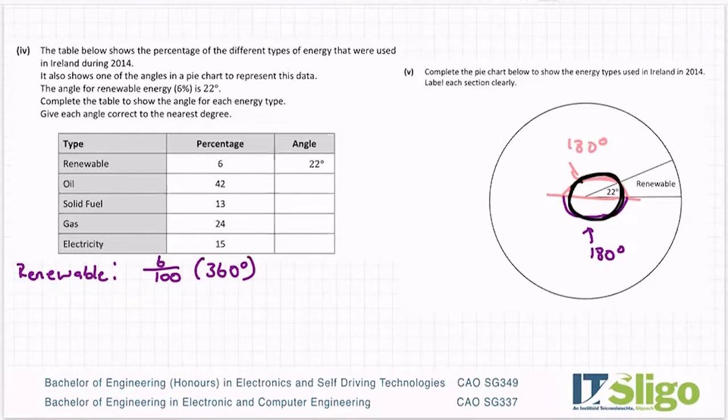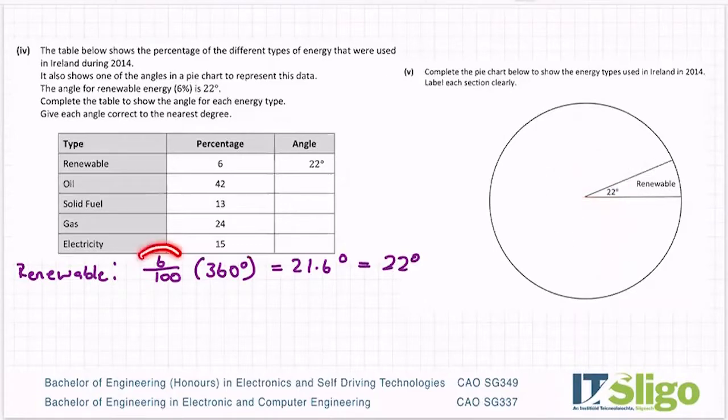Okay, so I'm getting 6%, 6 over 100 of 360 degrees. Of course, you can do 360 divided by 100 multiplied by 6, or you can do 360 multiplied by 0.06, if that's how you do percentages, or whatever way you like. On your calculator, you can go 6% multiplied by 360. But either way, 6 over 100 multiplied by 360 is 21.6 degrees, and to the nearest degree it's 22. Okay, so that's where that came out of.